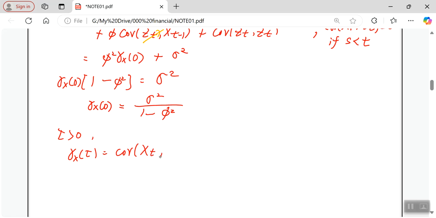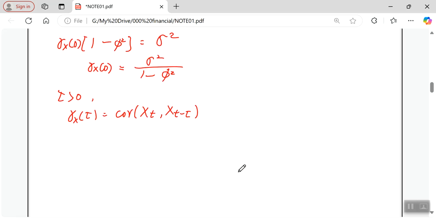xt and xt minus tau. Okay, so the lag is tau here, t minus t minus tau. So covariance is an even function. So basically gamma tau and gamma minus tau should be the same.